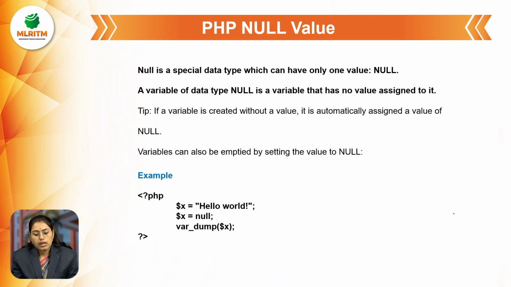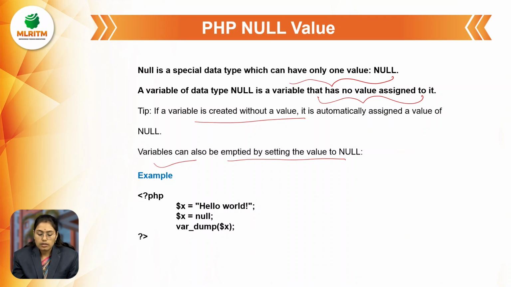Next, PHP null. What is a null? Null is a special data type which has only one value. A variable of data type null is a variable that has no value assigned to it. So, what is a tip? If a variable is created without a value, it is automatically assigned null. Yes, obviously if a variable doesn't contain any value, we think it is null. Next, variables can also be emptied by setting the value to null. Yes, let's see with an example.